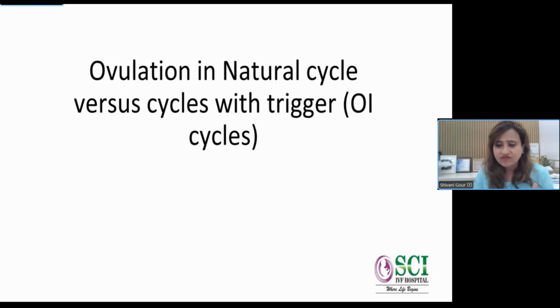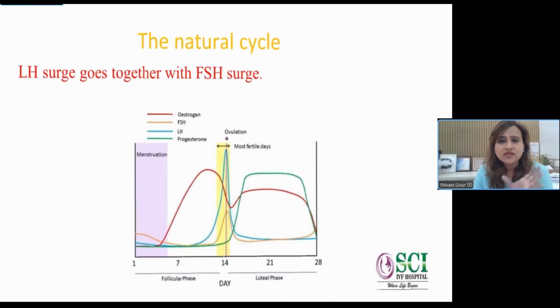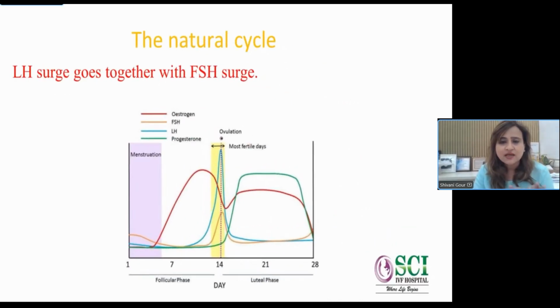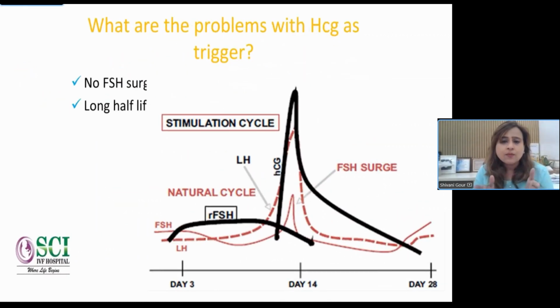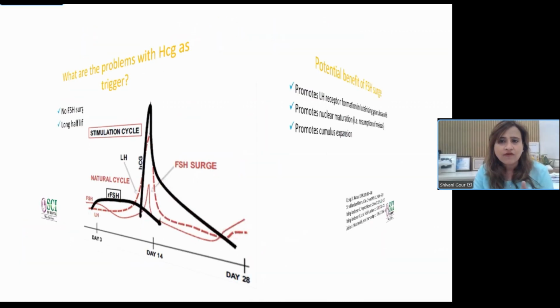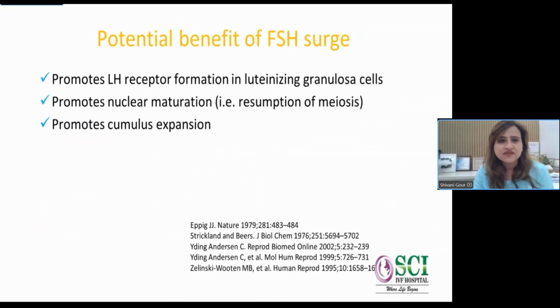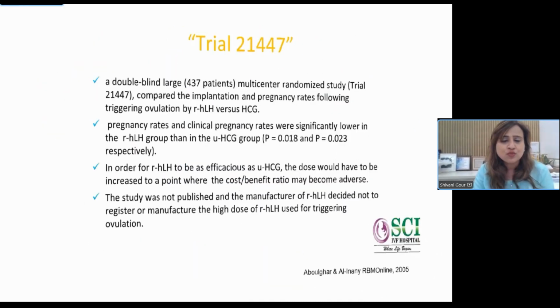Now coming to IVF. In IVF, this first slide is about the natural cycle. In a natural cycle, an LH surge goes together with the FSH surge. Why is this important? Because with HCG, we don't have an FSH surge, we have only an LH surge with a very long half-life. And what is the benefit of this FSH surge? It promotes the LH receptor formation in the luteinizing granulosa cells, promotes nuclear maturation and expansion of the cumulus.